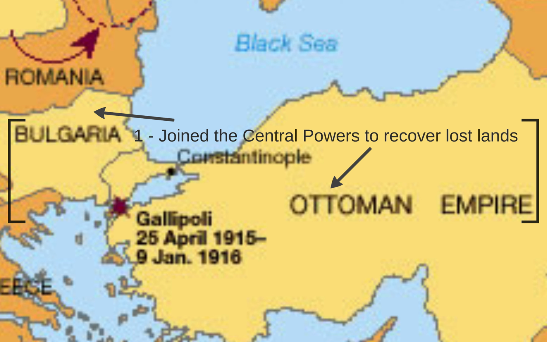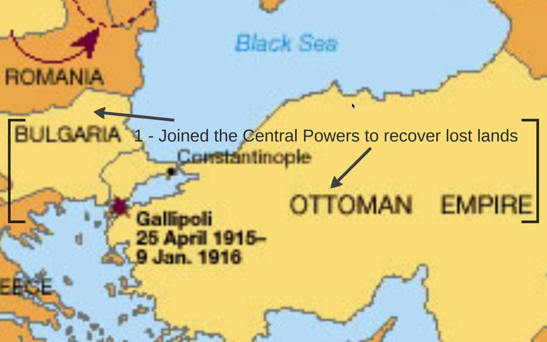So we can write that in for our definition of Central Powers. That was the side in World War I that had Germany, Austria-Hungary, and then, for our question number one here, they were also joined by Bulgaria and the Ottoman Empire. So we can answer two questions, the definition and question one, with that information.